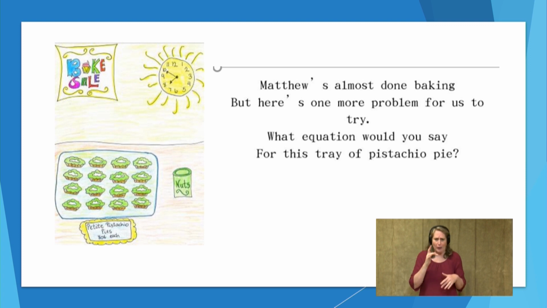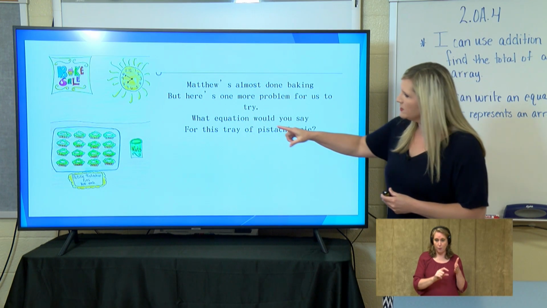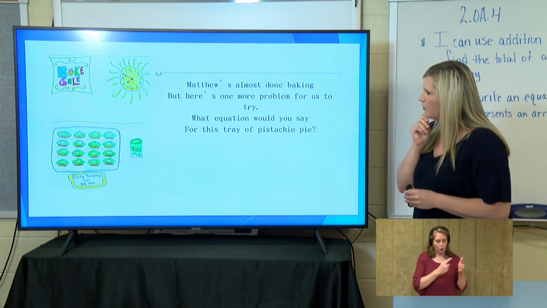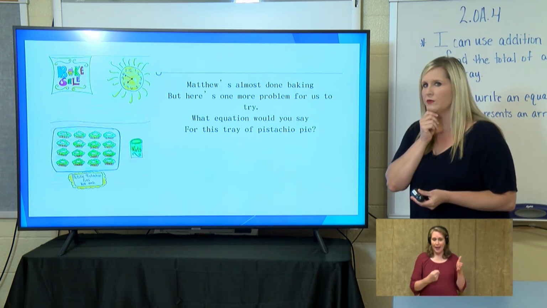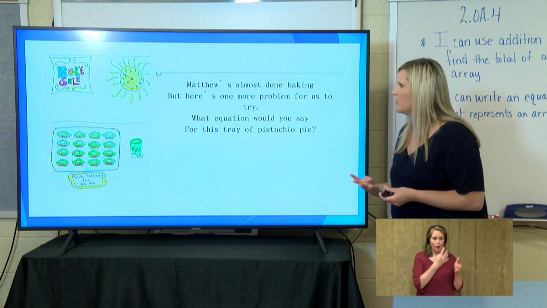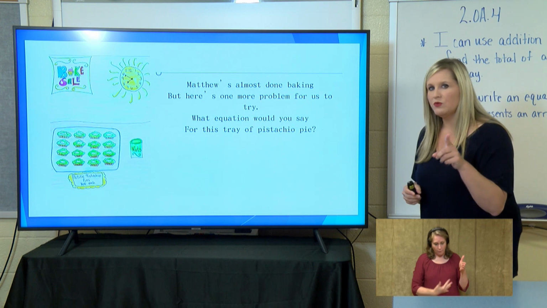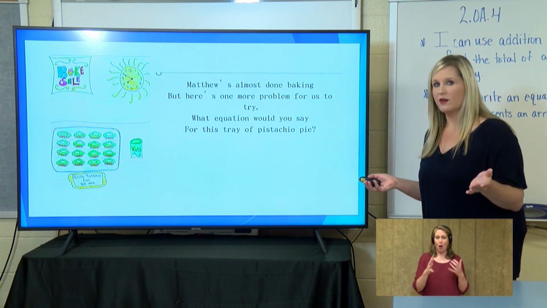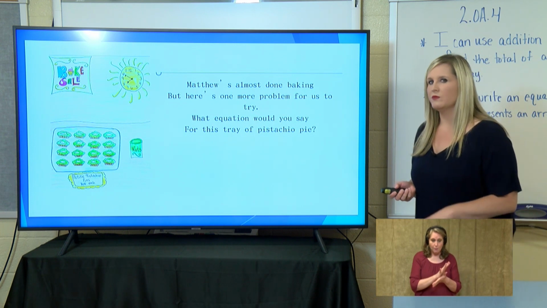All right, so let's look at that array. Let's see, how many rows do we see? Now, if we remember on our chart, the rows go this way. So I see 1, 2, 3, 4 rows. I see 4 rows. And how many are in each row? That's right, there are 4 in each row. So what equation do you think we would need to write to be able to figure out how many we had all together? If you have a piece of paper, why don't you write it really quick?